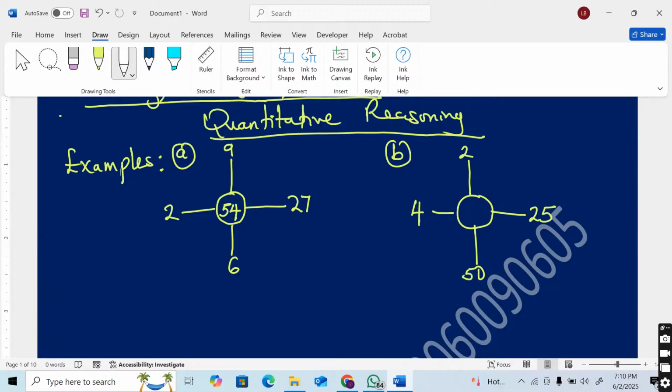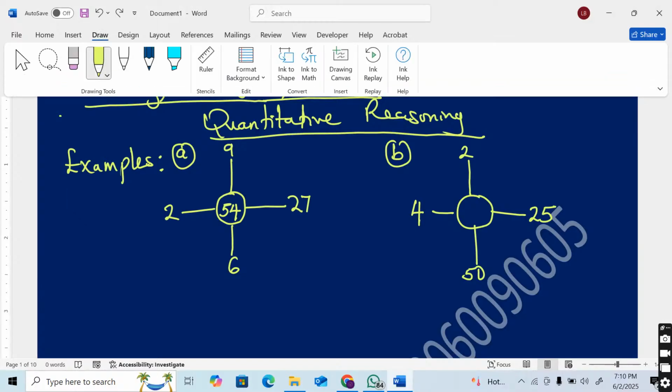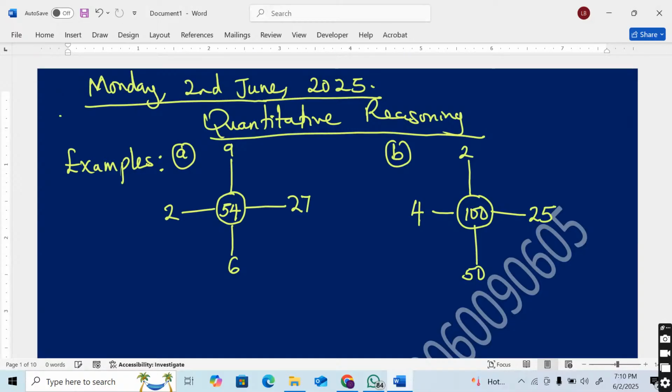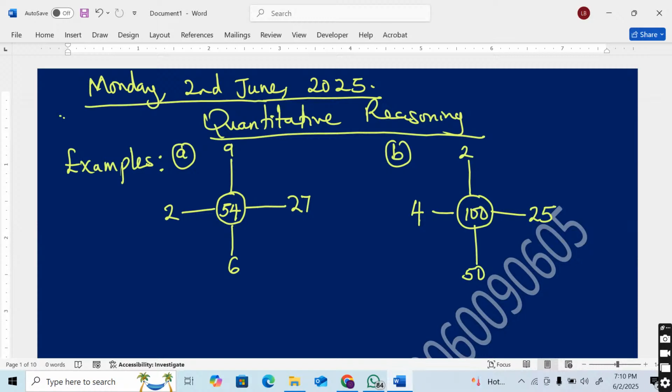Very simple. So if you know how to figure out 54, please type it in the chat. If you know how to figure out the number at the center, type it in the chat. Everybody tell me how to get 54. I know Timileyin Aremu is here. I can see what she typed in the chat.